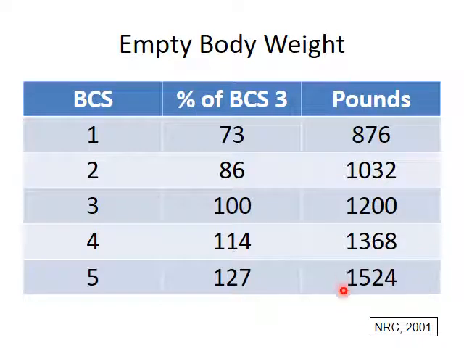You'd add this. This might be an 1,800-pound cow. So we're looking at, in this case, about 170 pounds of body weight per condition score.